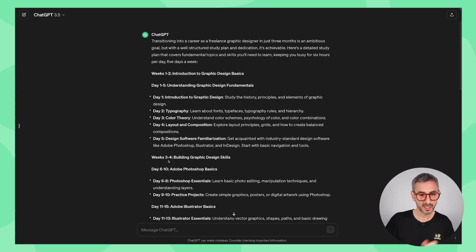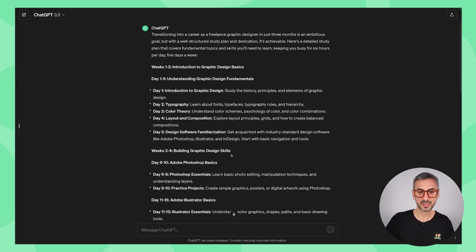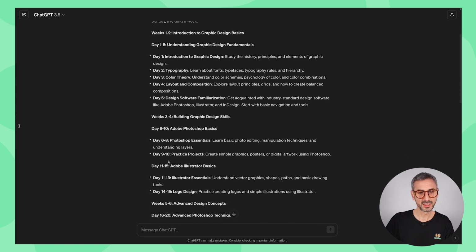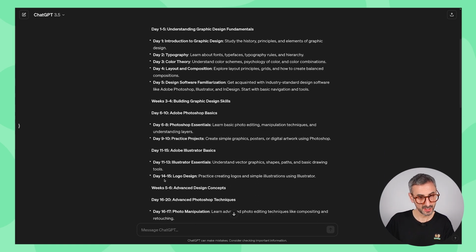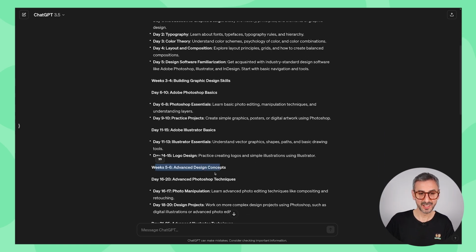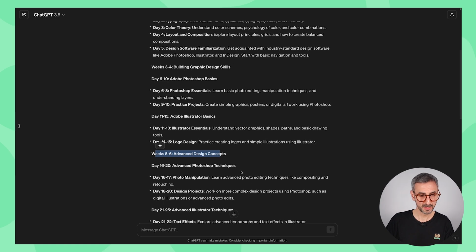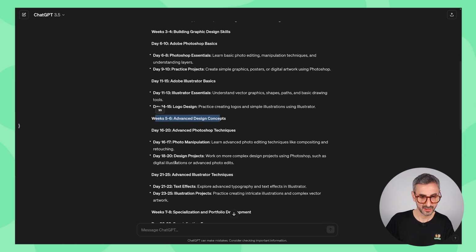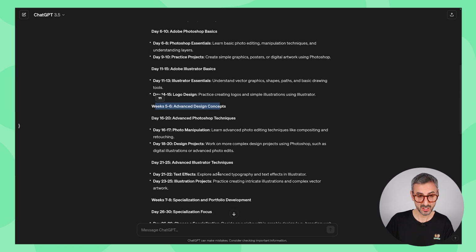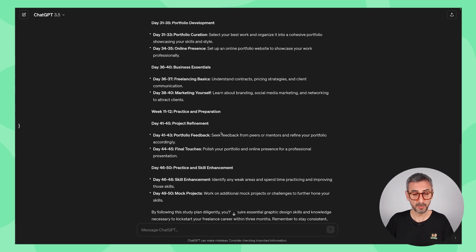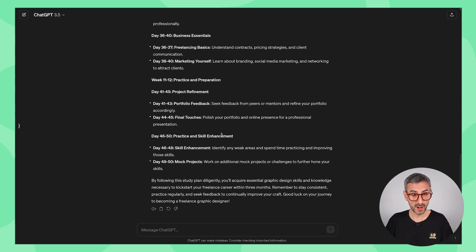All right, so weeks 3 to 4, building graphic design skills, and again, a breakdown per day. All right, so that's pretty cool. Weeks 5 to 6, advanced design concepts, advanced Photoshop techniques, design projects, photo manipulation. All right, so I see my content planned here for the 12 weeks, which is equivalent to 3 months. It's about 50 working days, okay, 5 days a week. And yeah, it seems pretty complete.